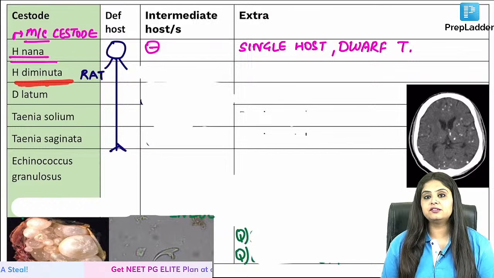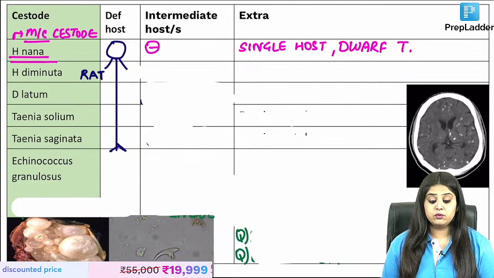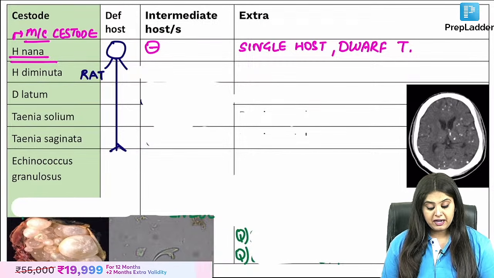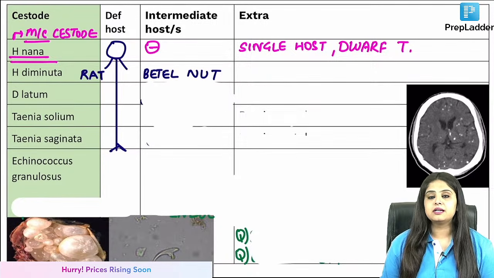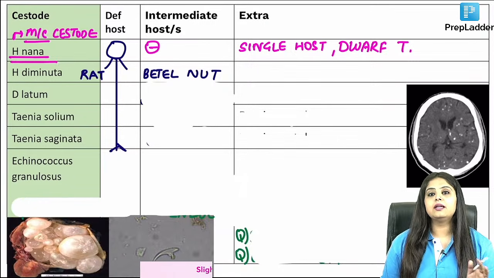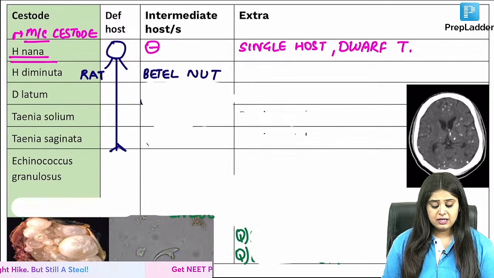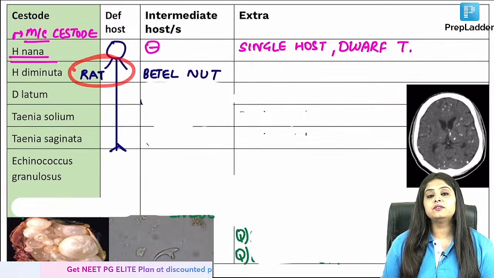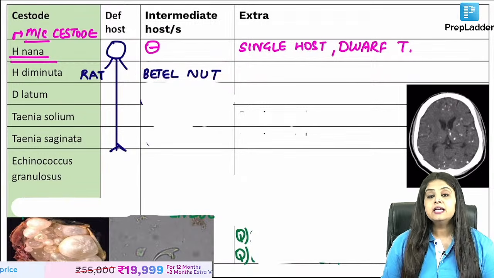Coming to H. diminuta, it is now different. H. diminuta can, number one, have the human being as a definitive host. It can also have the rat. In fact, please note, it is very important to know that the intermediate host is a beetle nut. For a long time, the rat was considered the intermediate host, and it still can be. But the best answer now is that human beings and rats are definitive hosts and the beetle nut is going to be the intermediate host.